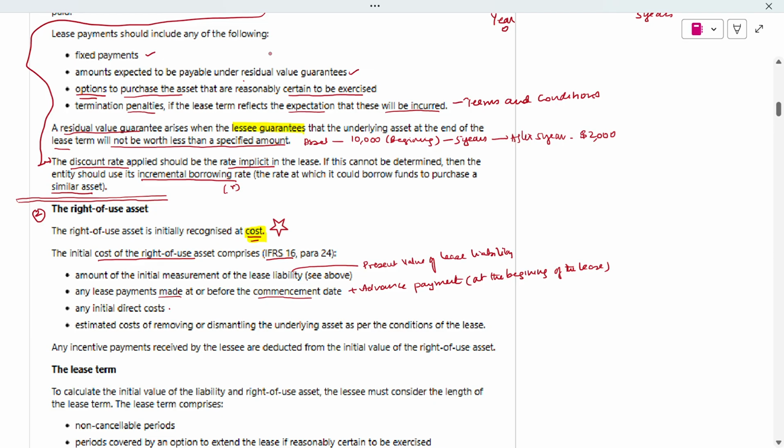Also add any initial direct cost, and any cost of removing or dismantling the asset as per the conditions. You have taken the lease for 5 years; after 5 years, you have to have a dismantling cost. This we have done in IAS 16. These two are there in IAS 16, the same rules.